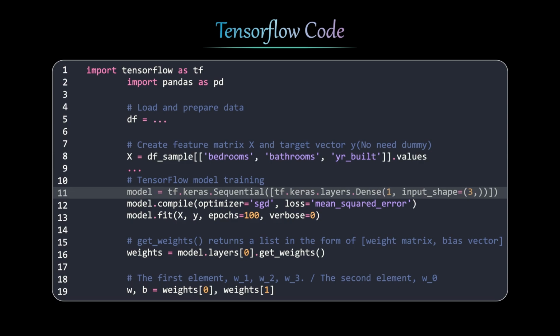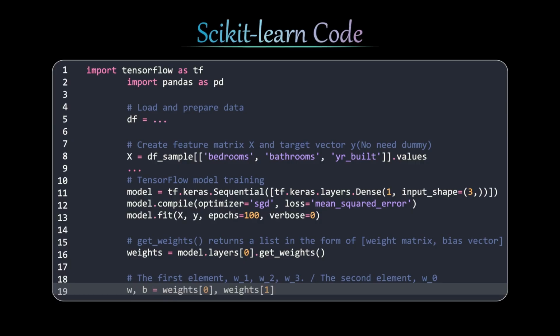Sequential is basically a container that holds our neural network, and dense represents a fully connected layer. We set the input shape to 3 columns since we have 3 features, and the output to 1, which represents the predicted house price. We're using SGD, stochastic gradient descent, and the loss function here is MSE, mean squared error. The model is trained for 100 epochs, and verbose equals 0 just means it won't print the training progress. After this process, we obtain the weights and bias, which together make up the vector W.